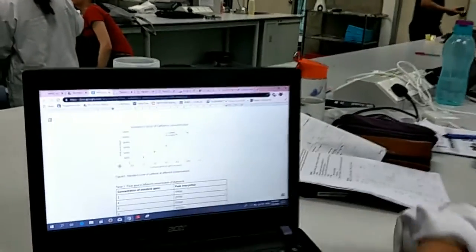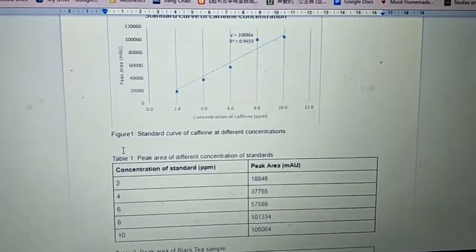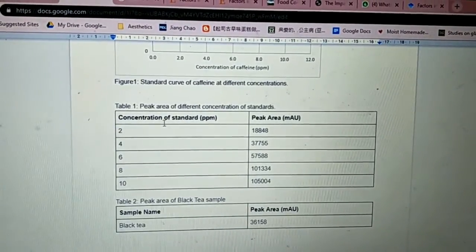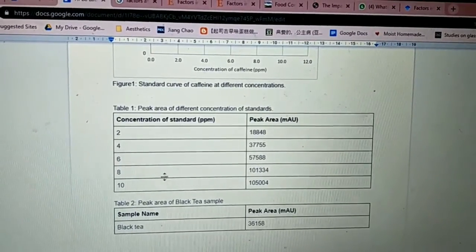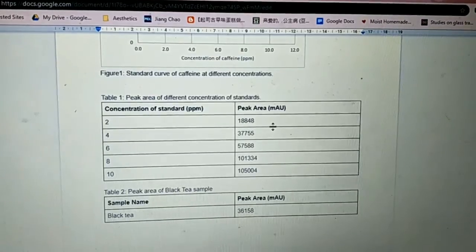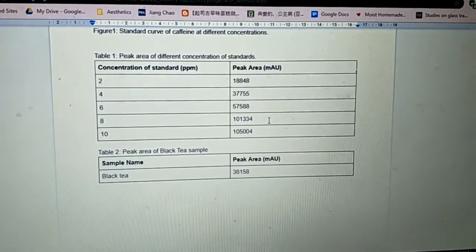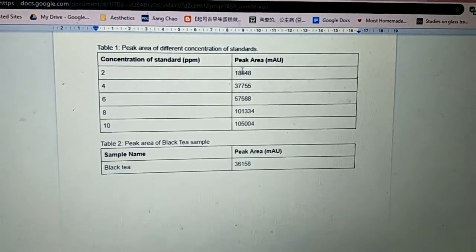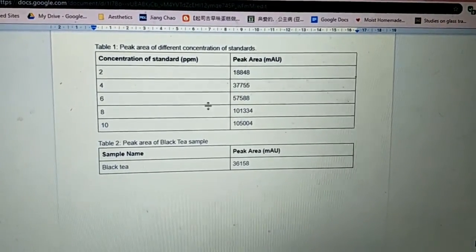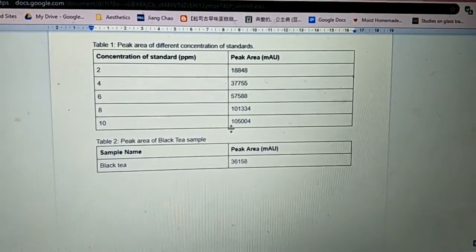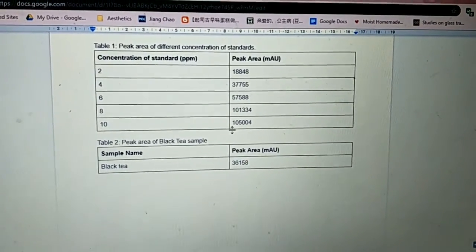This is the graph of our standard curve of caffeine concentration, and the table below shows the concentration of standard at 2, 4, 6, 8 and 10 ppm, as well as the detected peak area of each concentration. For our sample, the peak area was 36158, which falls within the range of 2 ppm to 4 ppm. So how do we calculate the exact value of the concentration of caffeine?